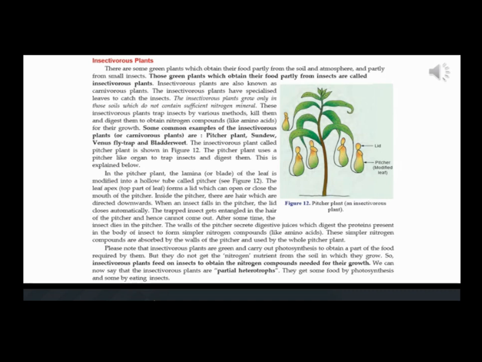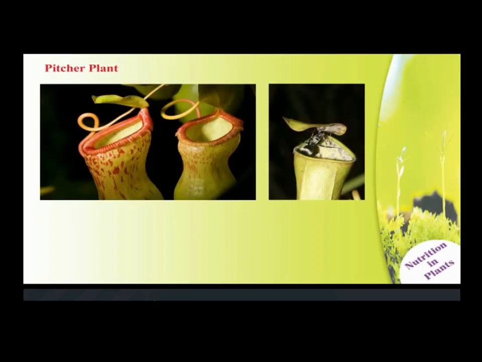Let us discuss how the pitcher plant obtains food from insects. In the pitcher plant, the lamina of the blade is modified into a hollow tube called pitcher. The leaf apex forms a lid which can open or close the mouth of the pitcher. Inside the pitcher, there are hairs which are directed downwards. When an insect falls in the pitcher, the lid automatically closes.